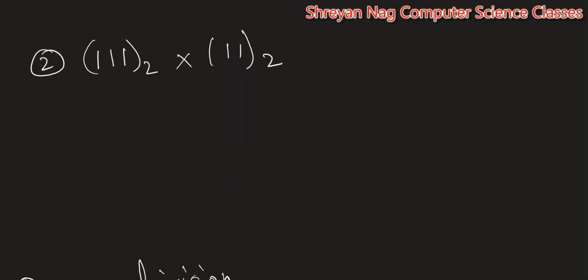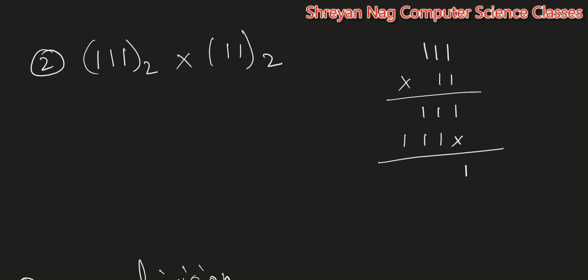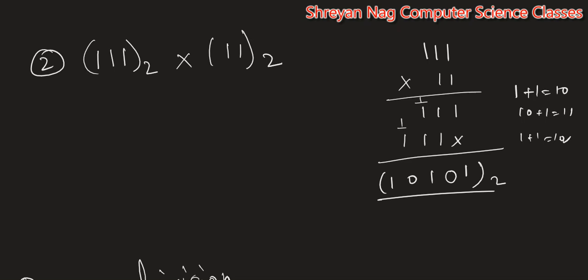Let's look at another example. 111 times 11, so it will become 111 times 111. So 1 plus 0 is 1 only. 1 plus 1 is 1 0. Carry up. So 1 plus 1 is 1 0. 1 0 plus 1 is again 1. 1 plus 1 is 1 0, and again 1 0 plus 1 is 1 1. So 1 here, and again carry up. So 1 plus 1 is 1 0. So 0 here, and place 1 here. So this is your answer.